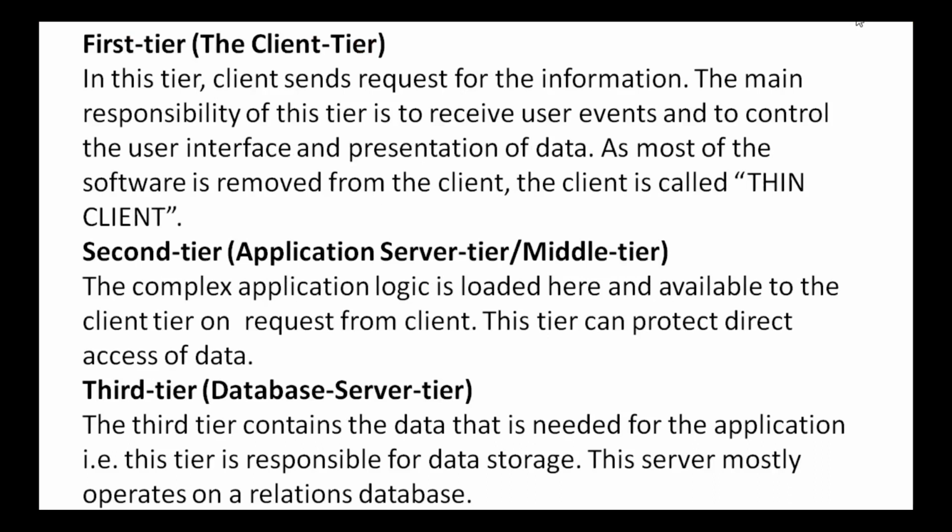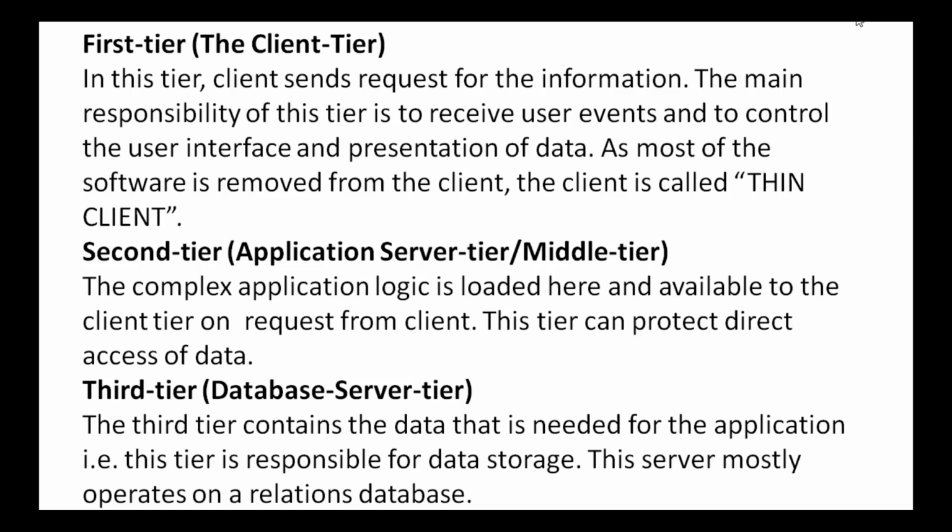So how many tiers are in this architecture? There are three tiers. The first tier is known as the client tier. The second tier is known as the application server or middle tier. And the third tier is called the database server tier. Coming to the client tier: the client tier requests the information. This is also called the presentation tier or user interface. It's a front end.